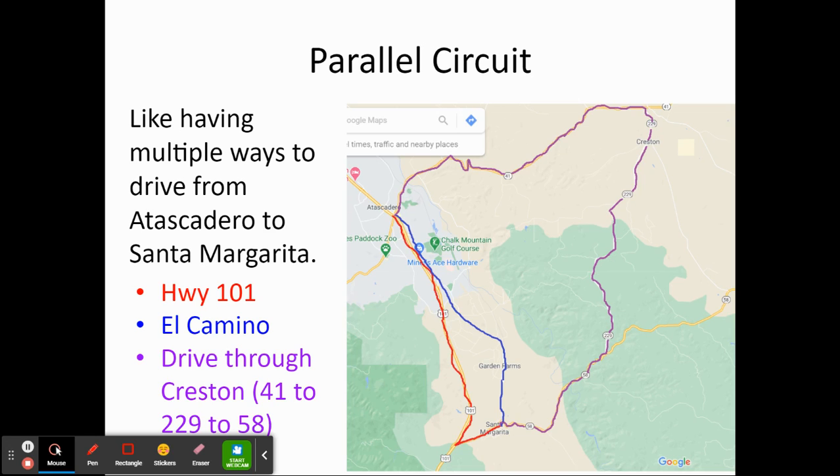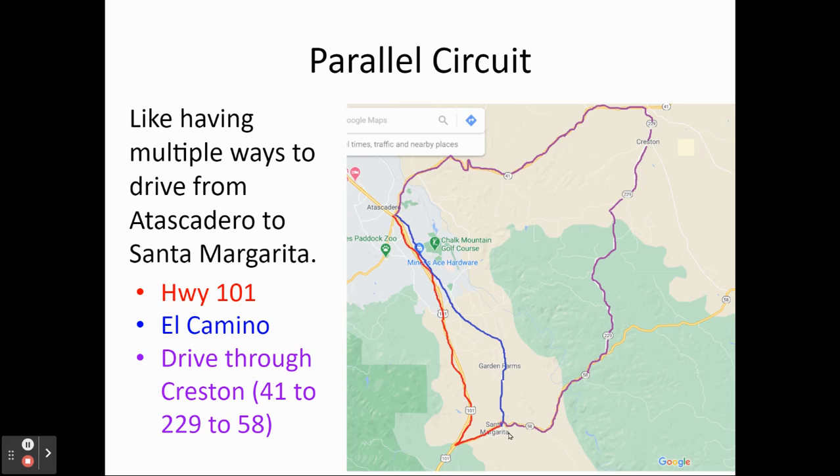The second word is parallel circuit. Now, think about parallel circuits as having more than one way to drive your car. So let's say I'm trying to go from Atascadero to Santa Margarita. I would have 3 different ways to go. I could take Highway 101 to Santa Margarita, I could take El Camino to Santa Margarita, or I could take 41 to 229 to 58 and go through Creston to get to Santa Margarita. All 3 ways are legitimate ways to get there.